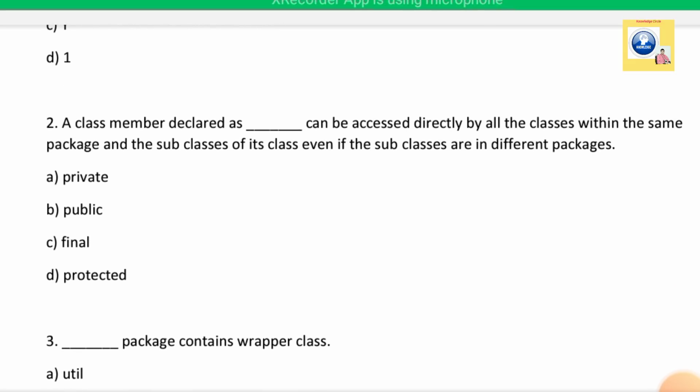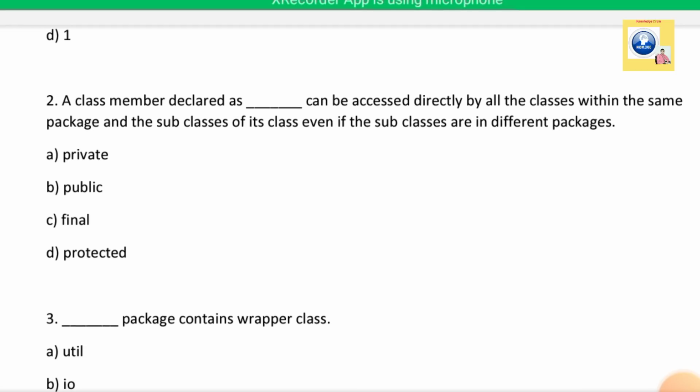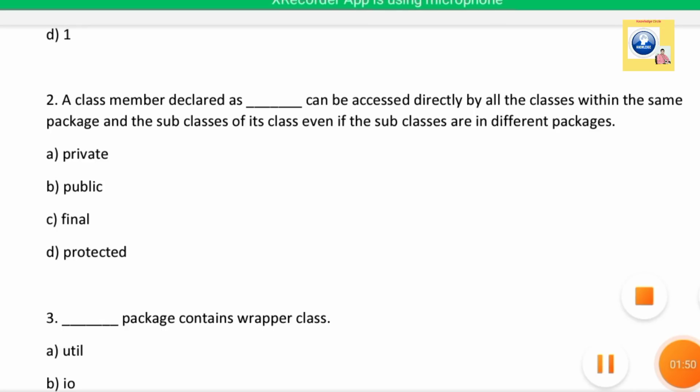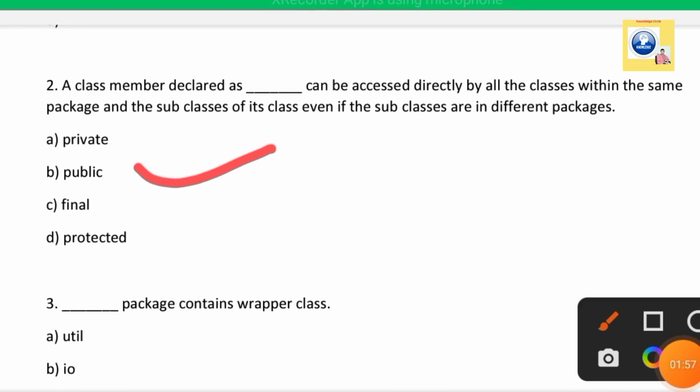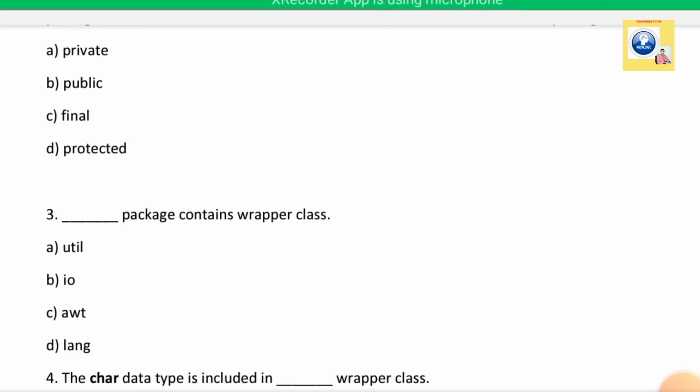A class member declared as dash can be accessed directly by all classes within the same class and the package, and by other subclasses of its class, even if the subclasses are in a different package. That is only possible when the member of the class is declared as public. So here, which option is going to be correct? The second option, public, will be correct.